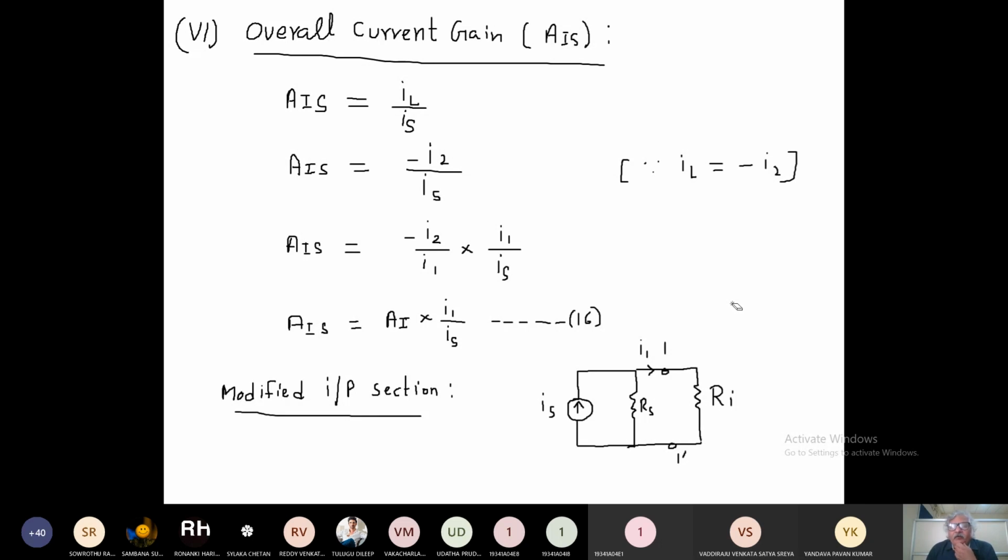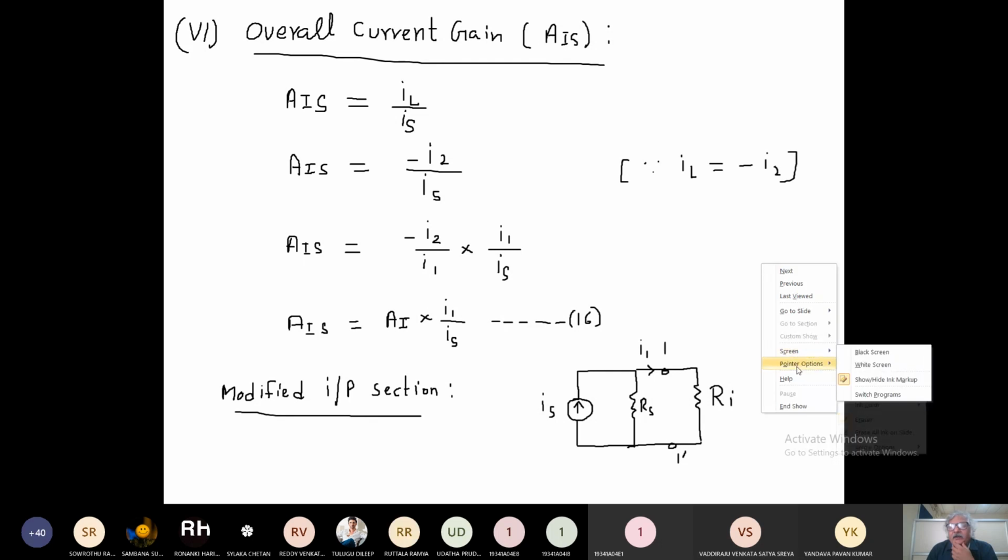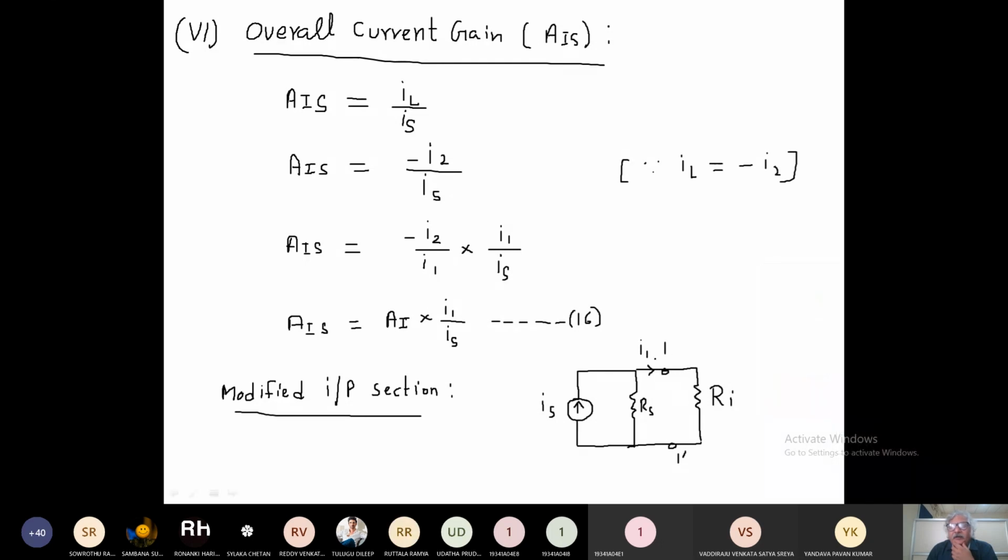Now, we already know the current divider circuit. Here you can see that the IS current is divided in two parts. One is going through this RS resistor, and another, I1, is going to the RI resistor. Now if I apply the current divider rule and I want to calculate I1, how can we calculate that?